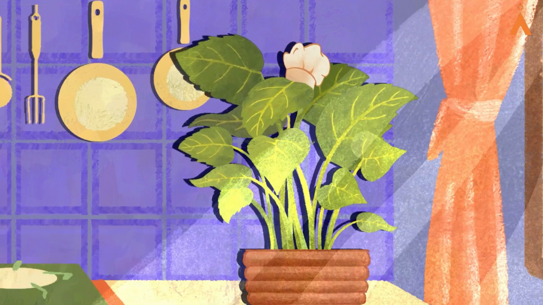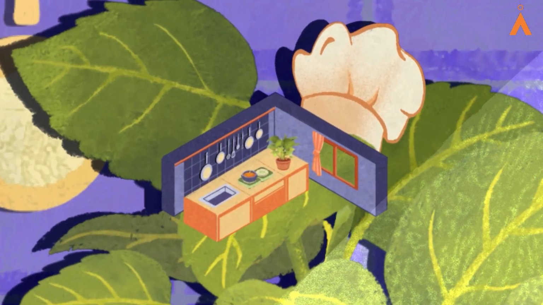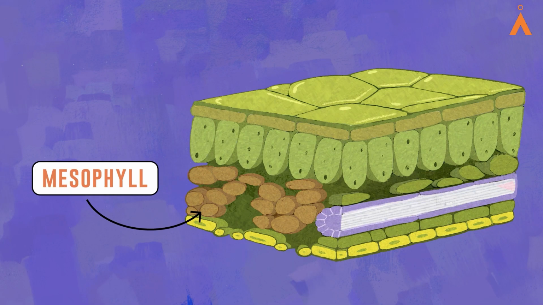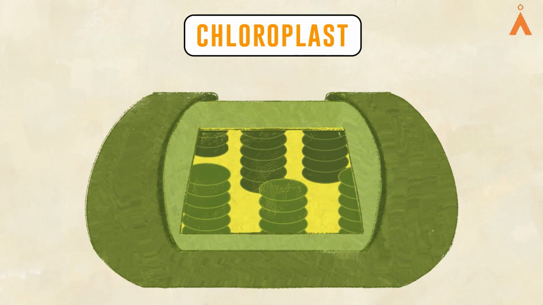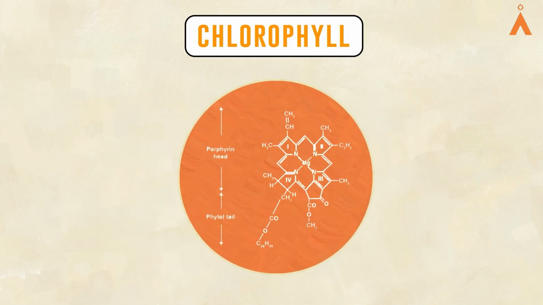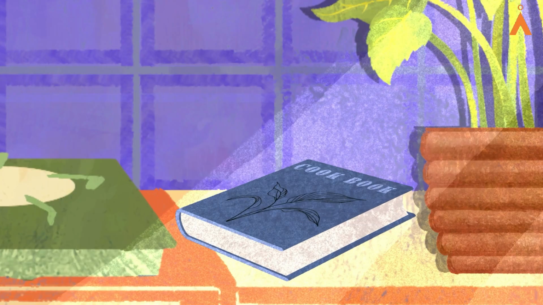Let's take a look at the kitchen of the plant, the leaf. Located between the epidermis layers of the leaf is the mesophyll that contains cells with chloroplasts. These plant cell organelles act as utensils for cooking, as they contain the chlorophyll pigment, which helps in the production of food. Let's look at the list of ingredients required.